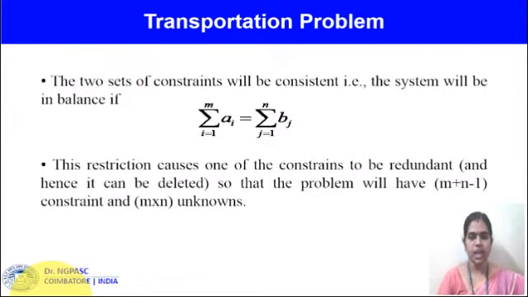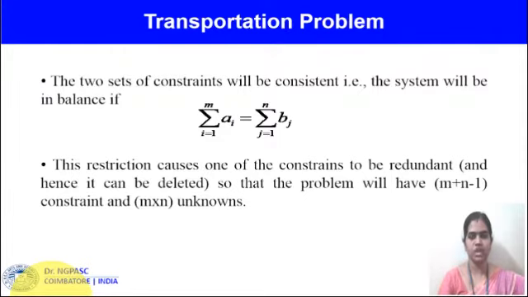Here summation AI is equal to summation BJ, which represents sum of supply equal to sum of demand. If this condition is satisfied, then the problem is said to be a balanced problem. A problem is solved only if the problem is of balanced type. If it is unbalanced, we need to make the problem balanced before solving the problem.